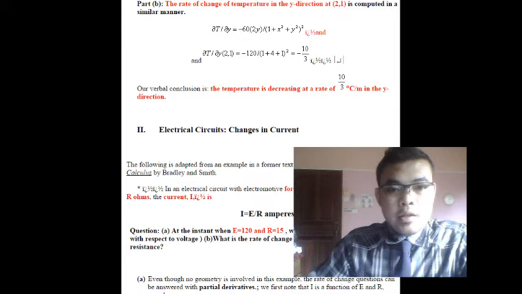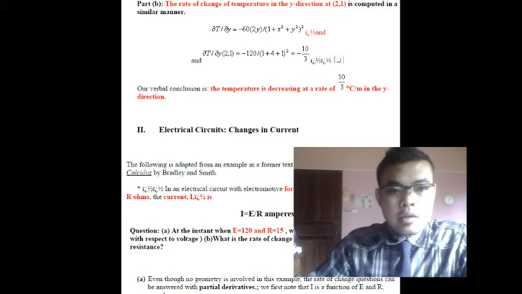equals negative 60 times 2y divided by (1 plus x squared plus y squared) to the power 2. And delta T over delta y at the point (2, 1) equals negative 120 divided by (1 plus 4 plus 1) to the power 2, which equals negative 10 over 3.